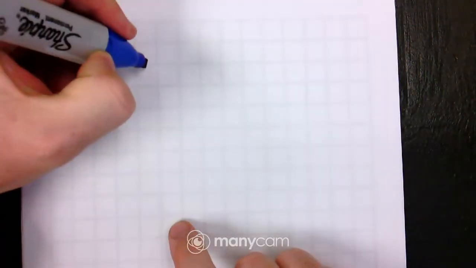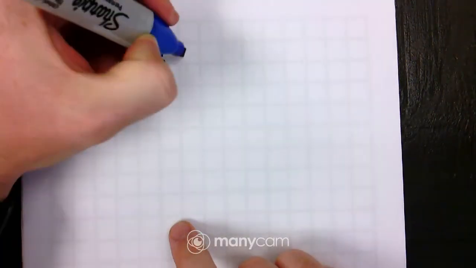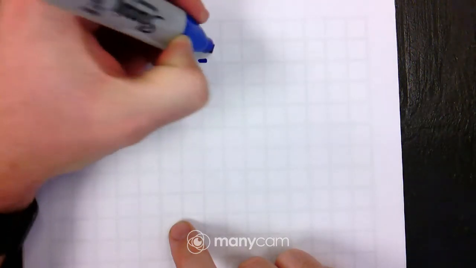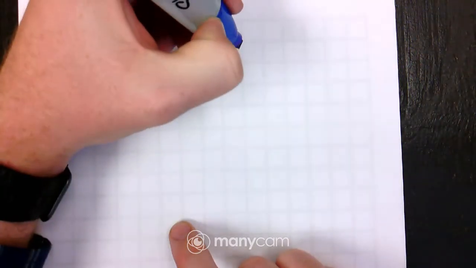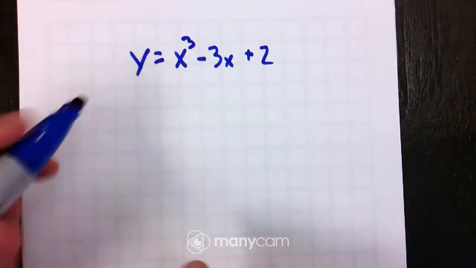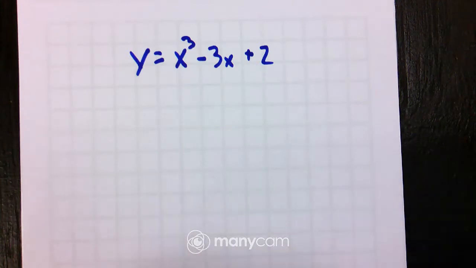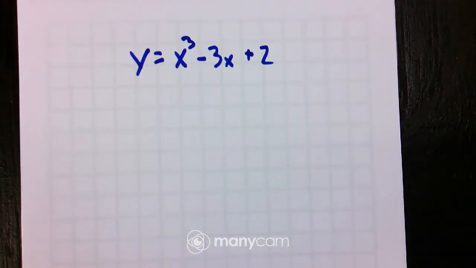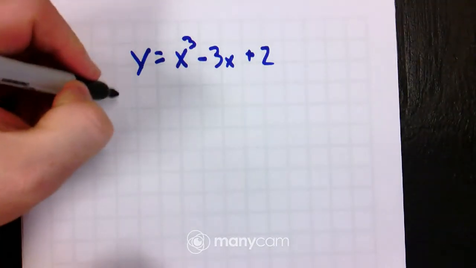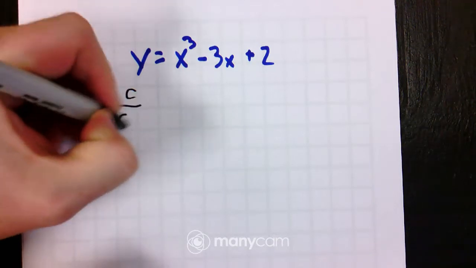Y equals x cubed. Okay, so I need to know a couple things about this before I can graph it. I don't need to graph it perfectly, I just need to sketch it, but I do need to know some things. I need to know how many zeros it has. And so what do I have to do to find my zeros? Synthetic division. What are all my possible factors?